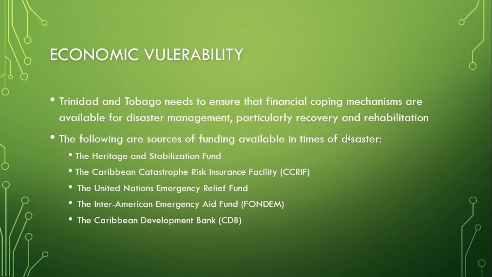Other funds that we have available to us would be the Caribbean Catastrophe Risk Insurance Facility. This is a regional disaster insurance fund of which Trinidad and Tobago is party to. The United Nations Emergency Relief Fund, the Inter-American Emergency Aid Fund, and also the Caribbean Development Bank. So these are various sources of financial assistance and financial funding that the country can have access to in order to stabilize the economy in times of need.